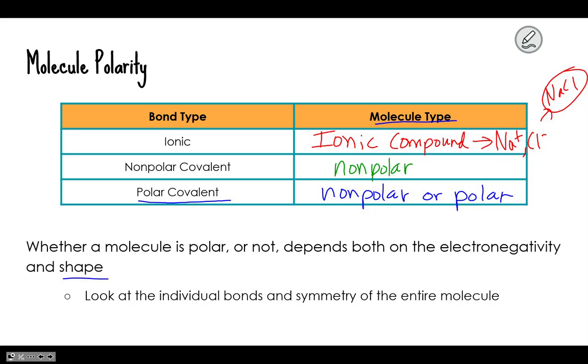Electronegativity gives us the bond type, but the shape tells us the overall molecule polarity. So, we look at the individual bonds and also at the symmetry of the entire molecule. Symmetry means it has to be the same on all sides. You can evenly cut it in any direction. If it's symmetrical, basically, it ends up being nonpolar. So let's look at some of these examples.